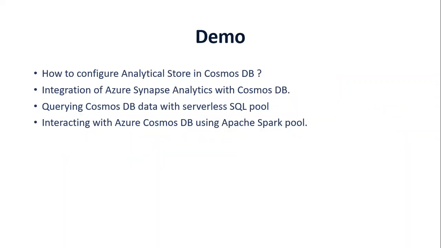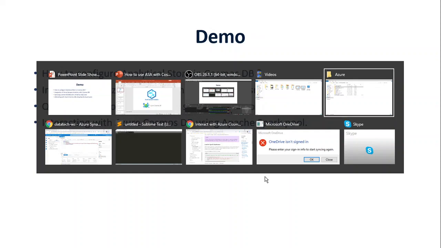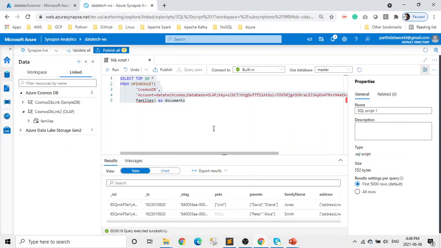So in this demo, we will see how we can configure the analytical store in Cosmos DB. Second, how Azure Synapse Analytics and Cosmos DB integrate, and then we'll do some simple queries to pull the data from Cosmos DB, look at the data structure, and similarly see how the Azure Synapse Analytics Apache Spark pool interacts with Cosmos DB. So let's go to our portal.